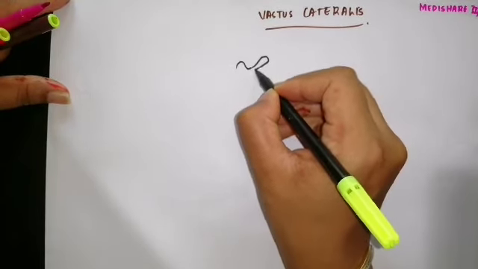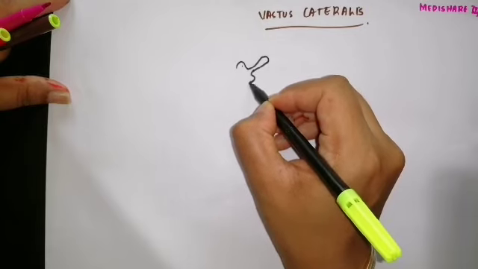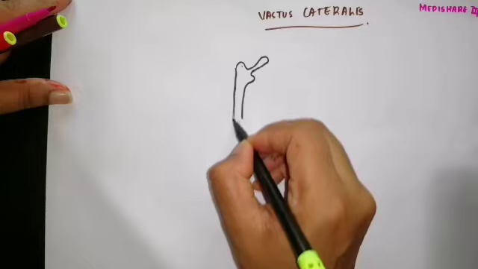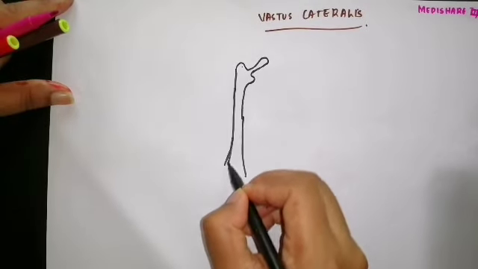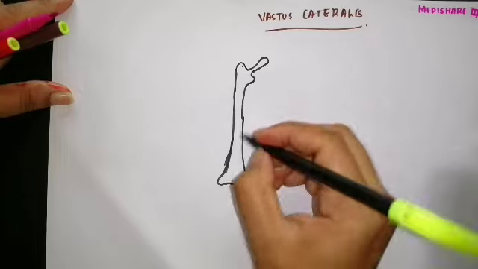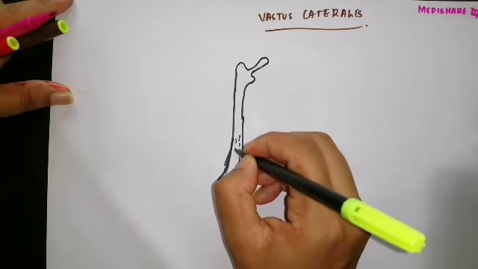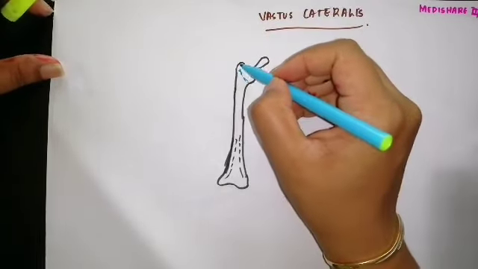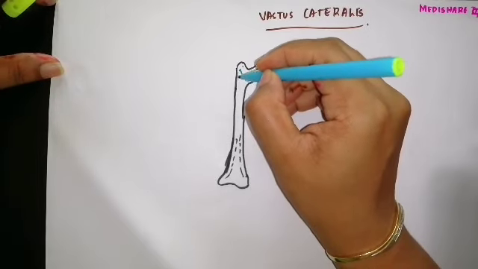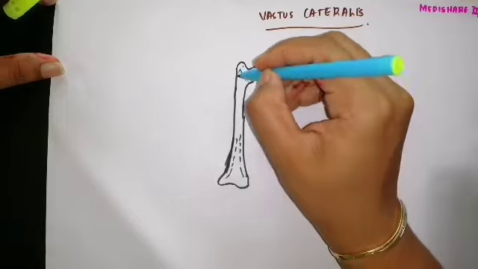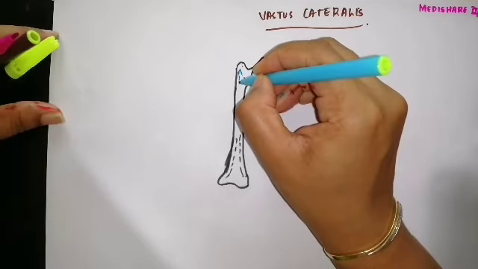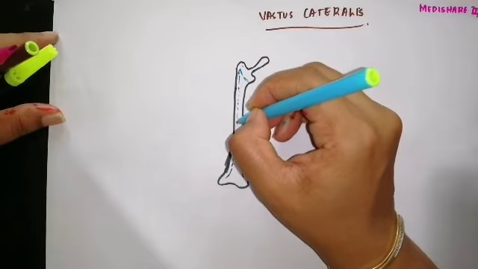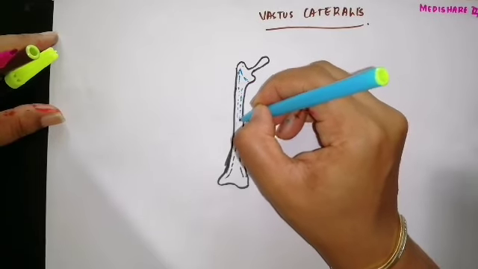femur. This is the head, this is the greater trochanter, this is the lesser trochanter. This is the medial supracondylar line, this is the lateral supracondylar line. This is the intertrochanteric line between the two trochanters. And you have a gluteal tuberosity here. And this is the linea aspera. It has got a medial lip and a lateral lip.